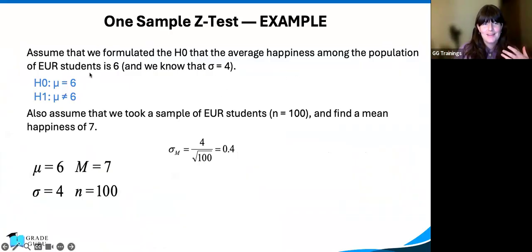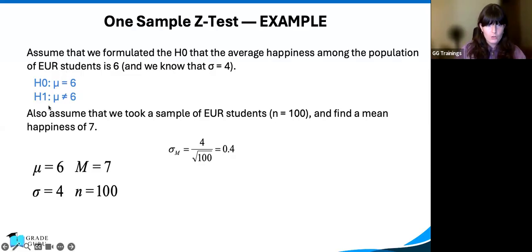So if we look at this, assume that we formulated the H0, that the average happiness among the population of EOR students is 6. So they've given you a population average. Population average equals a number. That's your H0. They haven't given you any instruction to make your H1 directional, so keep it simple, keep it non-directional.